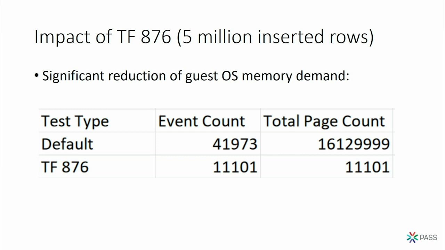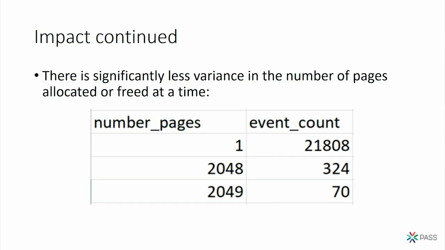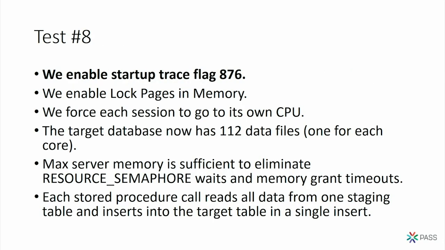So I did a small scale test, insert 5 million rows with and without 876. My number of allocations goes down by about 4. The number of pages allocated is significantly reduced because now I'm using 2 meg pages and not 8K. There's also less variance in the number of pages I'm allocated. Almost always I'm allocating one 2 megabyte page at a time. This is worth a shot, right?